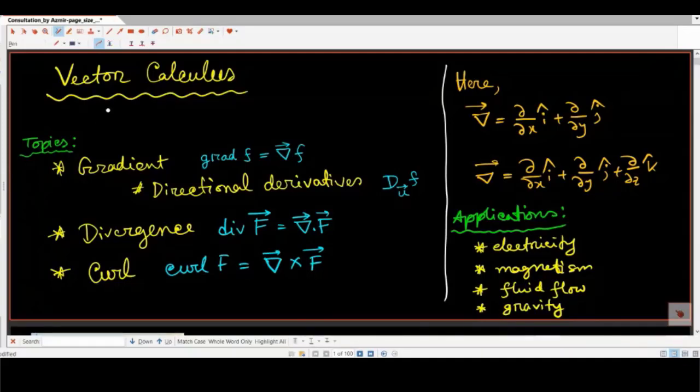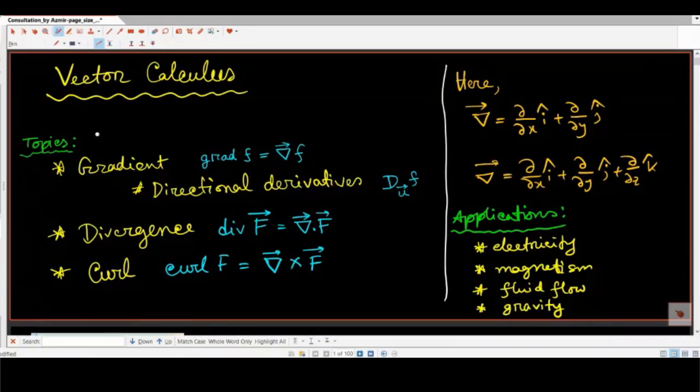Hello everyone. In this session, we are going to discuss vector calculus. By vector calculus, we understand the calculus that deals with the differentiation and integration of vectors. That is called vector calculus. The applications of vector calculus can be seen in many fields like electricity, magnetism, fluid flow, gravity. Besides all of this, there are many applications of vector calculus.